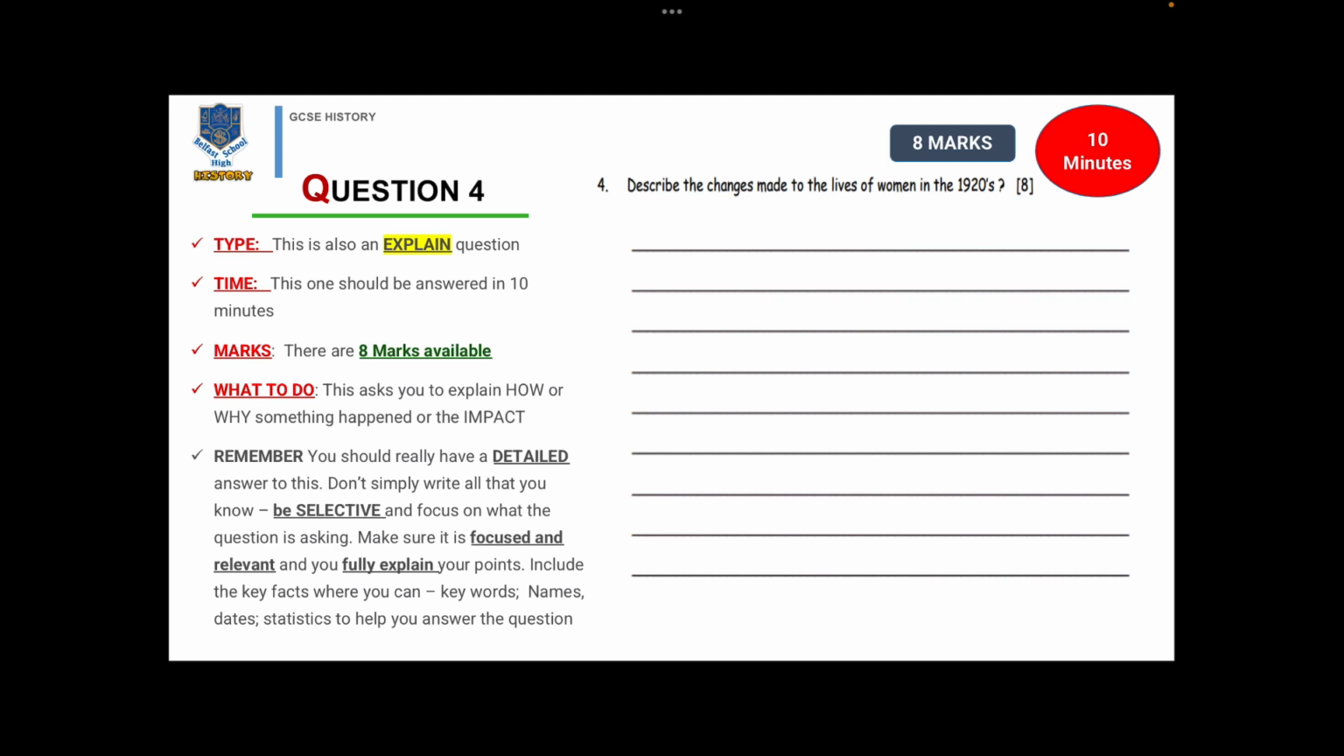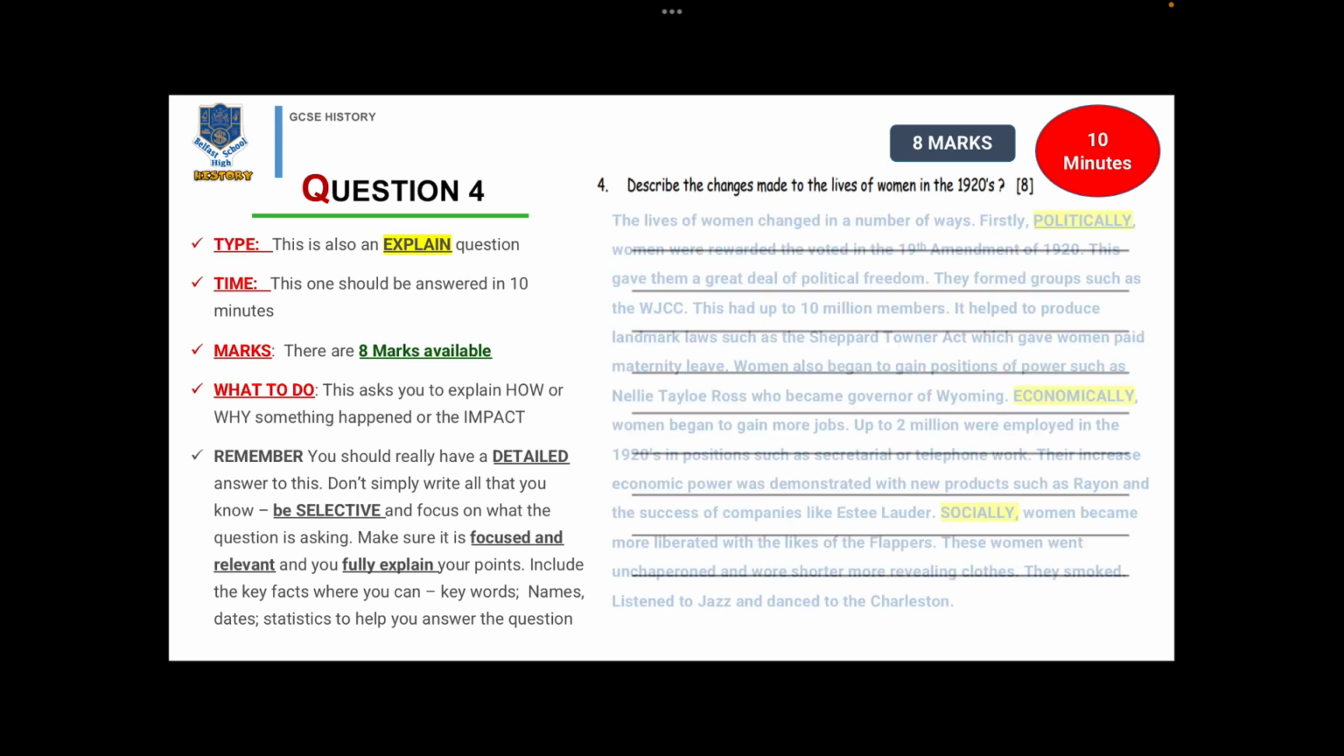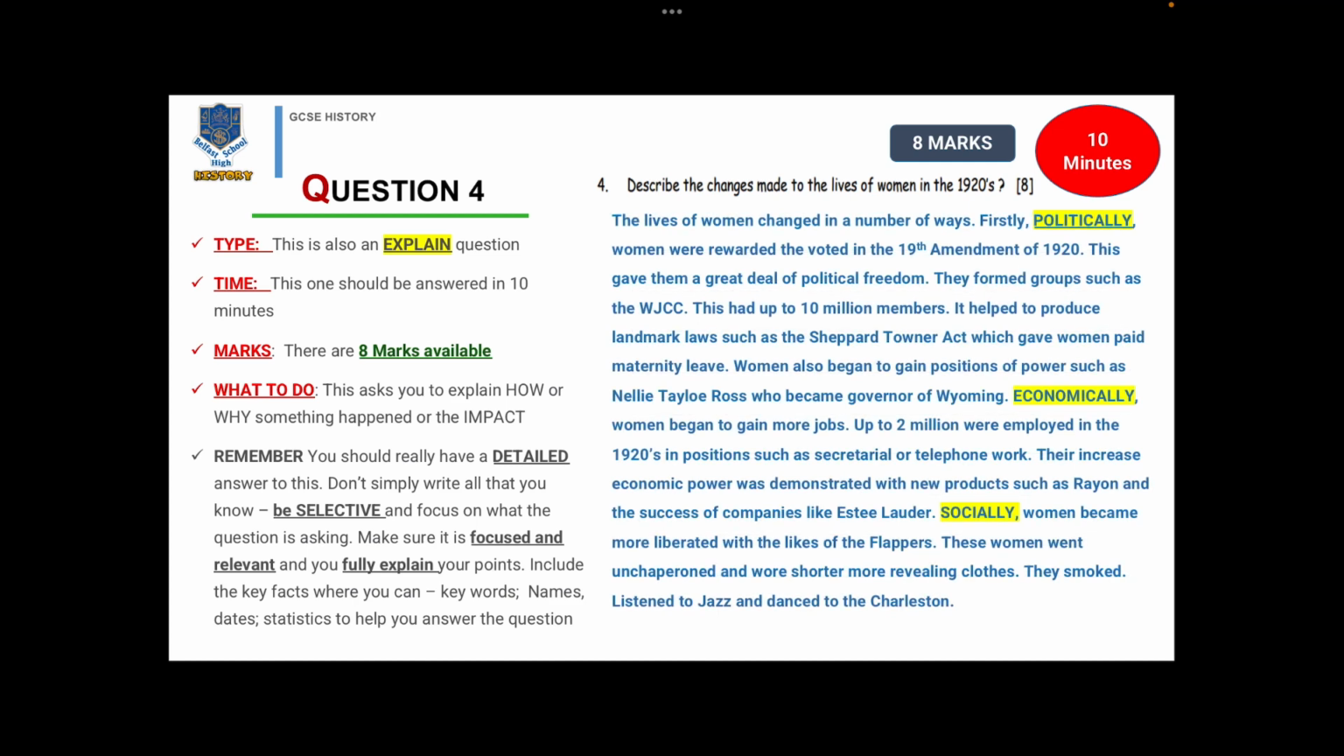So in this example here, it's asking you to describe the changes made to the lives of women in the 1920s. So I've tried to structure this slightly better, okay? I've developed it politically, economically and socially. So the lives of women changed in a number of ways. Firstly, politically, women were given the vote in the 19th Amendment of 1920. This gave them a great deal of political freedom.